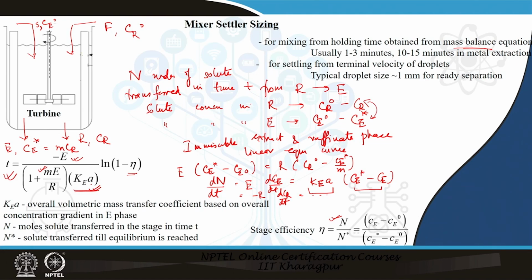Anyhow, this is the way we find out the holding time. It is important to remember that generally a holding time of 1 to 3 minutes is sufficient. Only when we go for metal extraction, for which mixer settlers are quite often used, due to the extractive reaction, the holding time can be much larger, about 10 to 15 minutes.